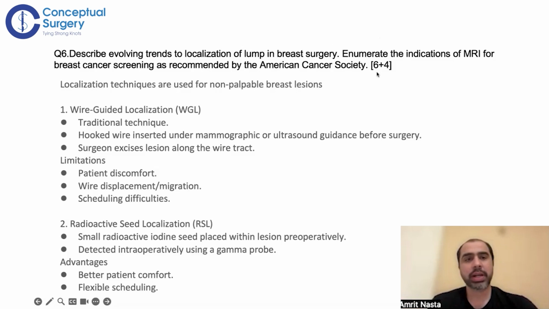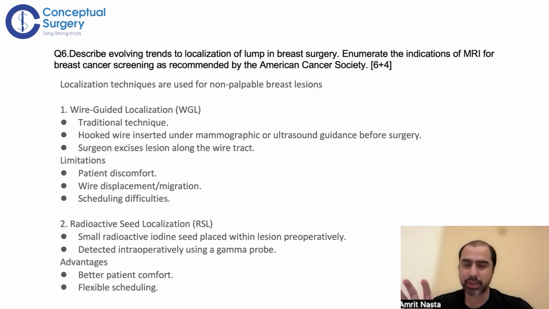The second part is indications for MRI in breast cancer screening. This part is very easy. So the first part, when do you localize lumps? You will obviously localize them if they are non-palpable. Obviously, if it's a large palpable mass, then you will straight away remove it. But if you can't really feel it, if it was seen on some earlier imaging like a mammo or a sonomammo, how do you localize it to aid intraop excision?